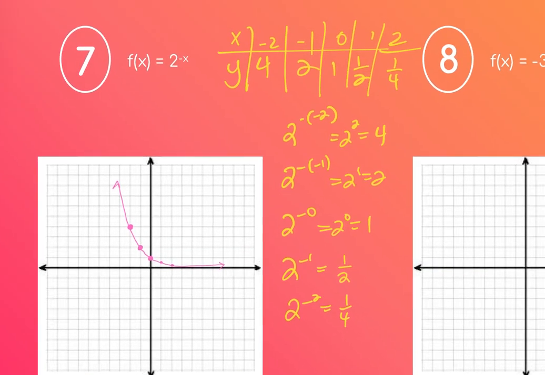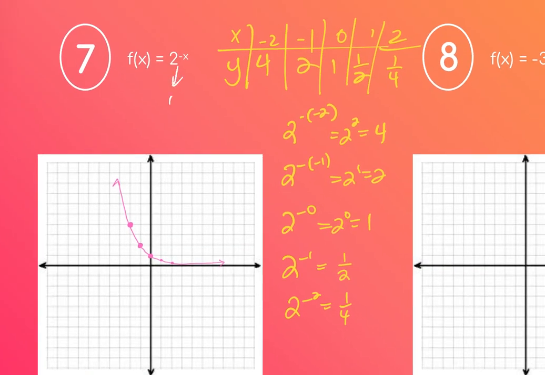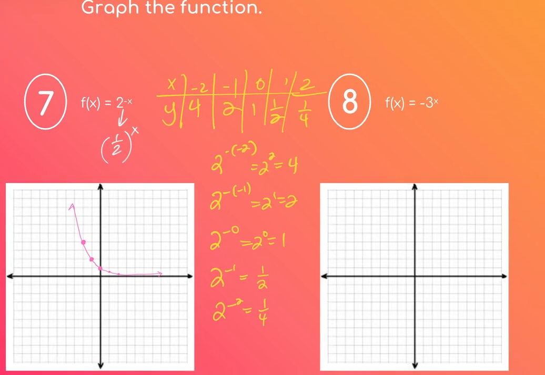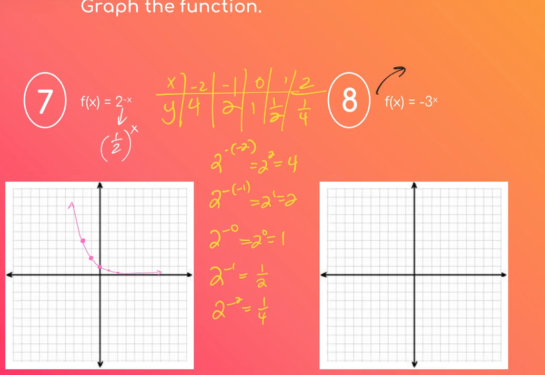So if you were to compare it, this is the same as the 1/2 to the x graph, because 2 to the negative exponent would make it 1/2. So those would be the same. Horizontal asymptote still at y equals 0. Domain all real numbers, and range would still be 0 to positive infinity. Let's save this one for Tuesday.